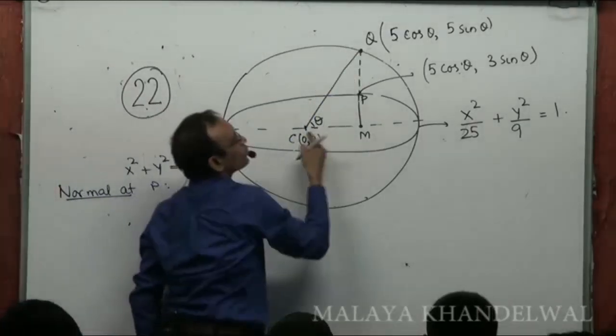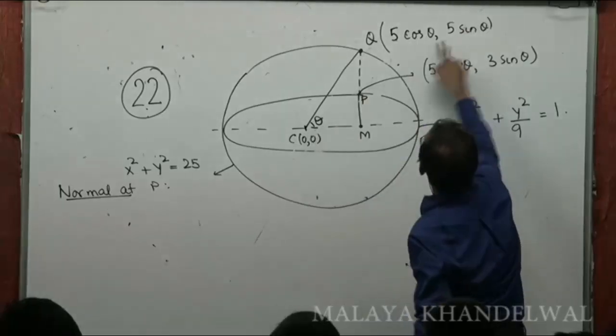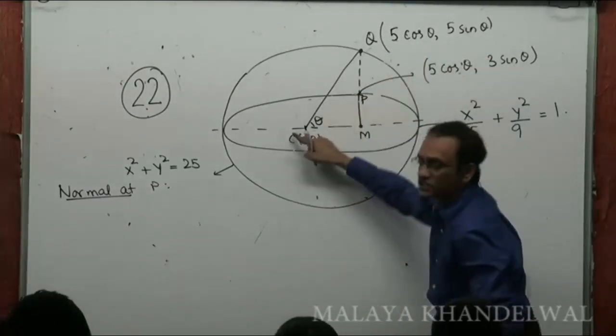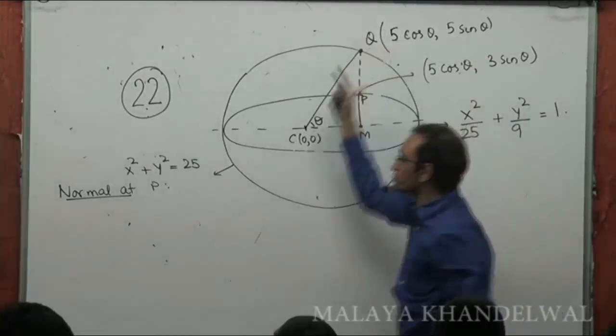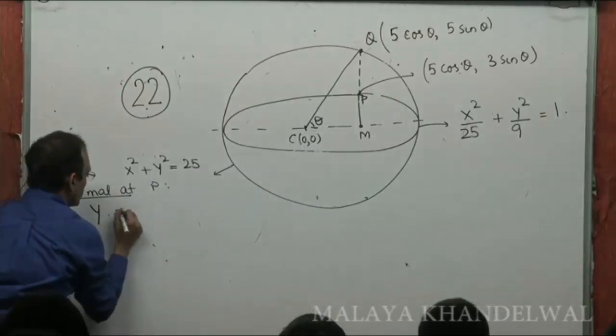This is a line passing through the origin, and the slope of this line is tan theta, isn't it? (5 sin theta minus 0) by (5 cos theta minus 0). It's a line passing through the origin. So that's equal to y equals x tan theta.